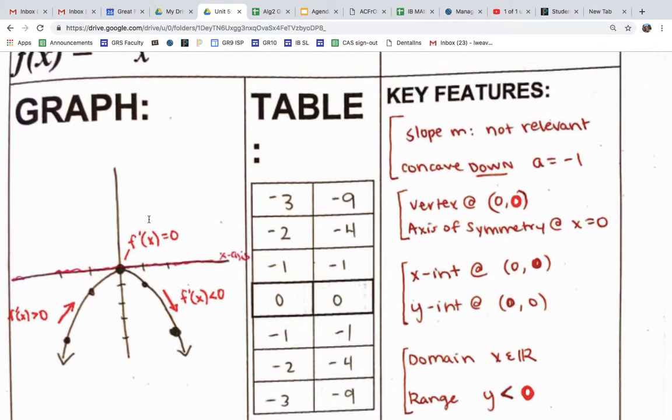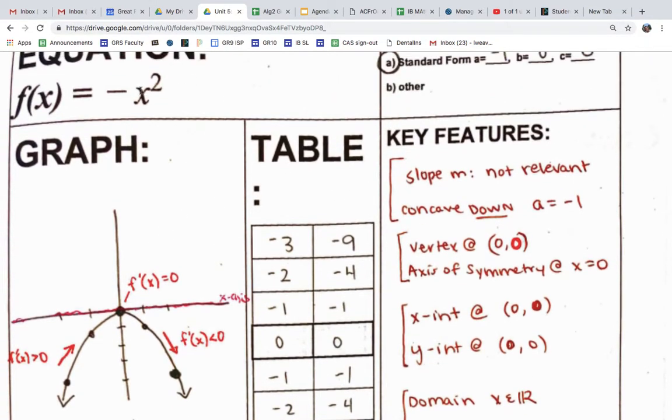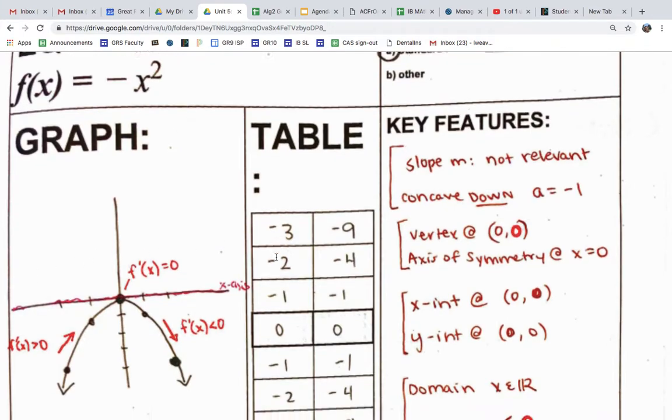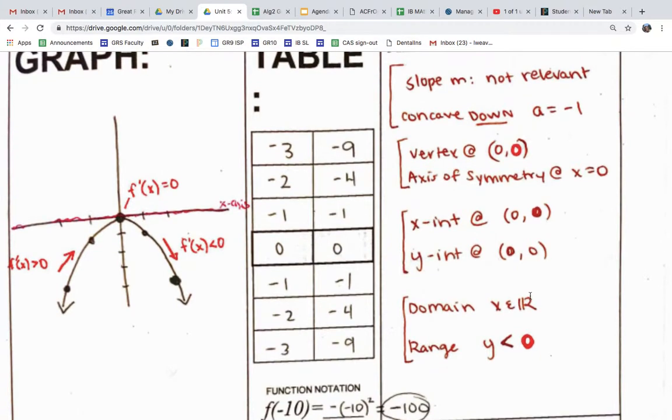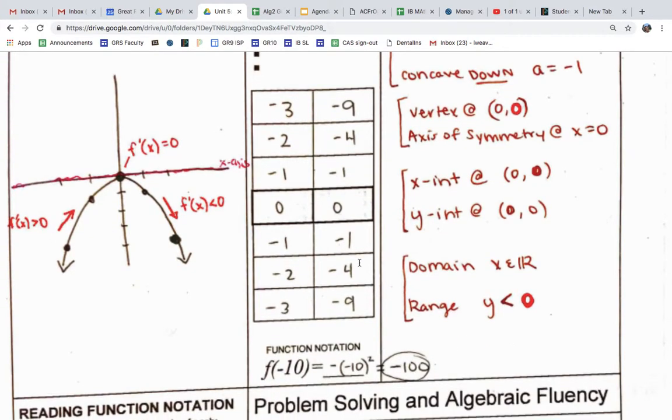Our domain: x can be anything because there's no number I can put in this equation where math blows up, and it goes all the way to the left and all the way to the right. So the domain is x can be anything, or x exists in all real numbers. And our range: our vertex's y value is 0, so the parabola happens below that point, so it would be y is less than or equal to 0. You should have a little line under that less than symbol.